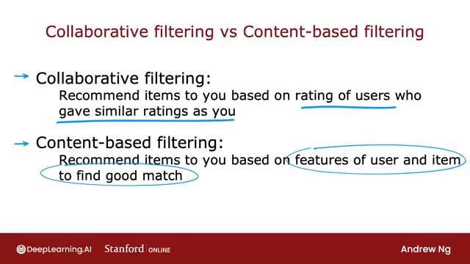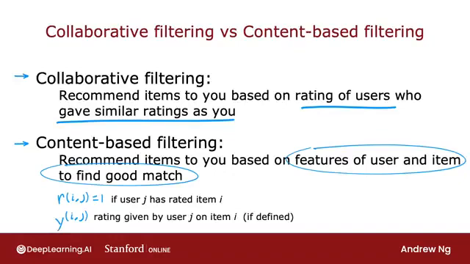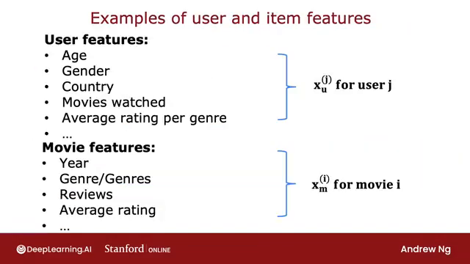With a content-based filtering algorithm, you still have data where users have rated some items. So with content-based filtering, we'll continue to use r(i,j) to denote whether or not user j has rated item i, and we'll continue to use y(i,j) to denote the rating that user j has given item i, if it's defined. But the key to content-based filtering is that we'll be able to make good use of features of the user and of the items to find better matches than potentially a pure collaborative filtering approach might be able to. Let's take a look at how this works.